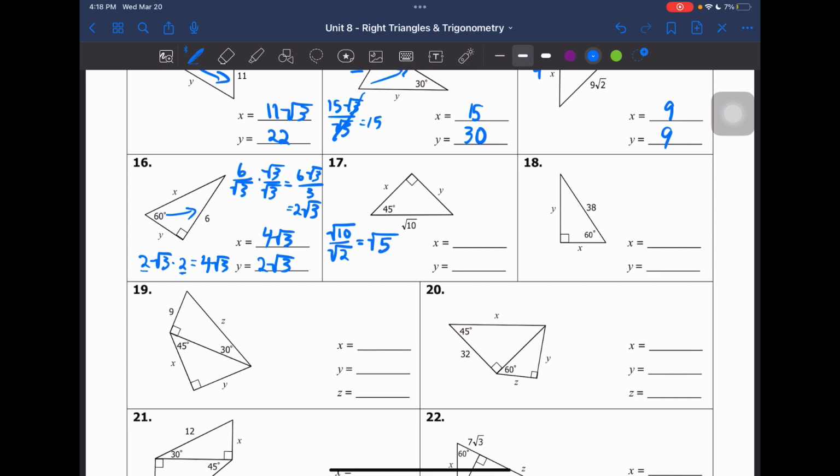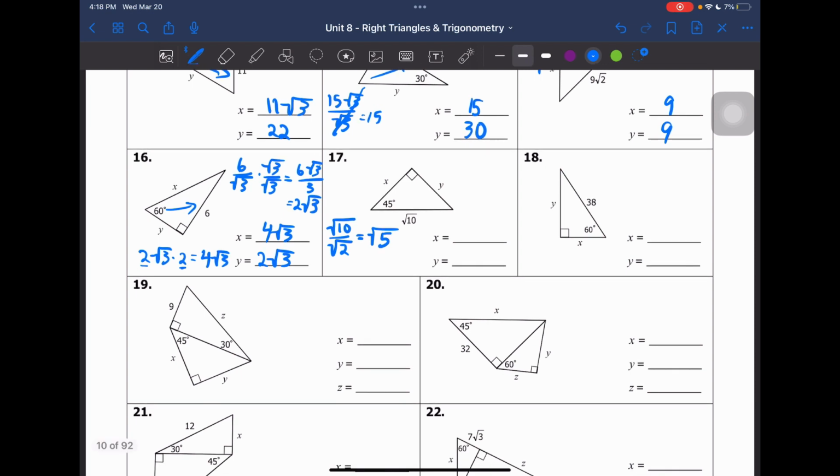That's something that you hopefully learned in Algebra 1 or Algebra 2. If you don't remember, that's something that you are allowed to do. So in a 45-45-90 triangle, the legs are the same, so both of these are root 5.